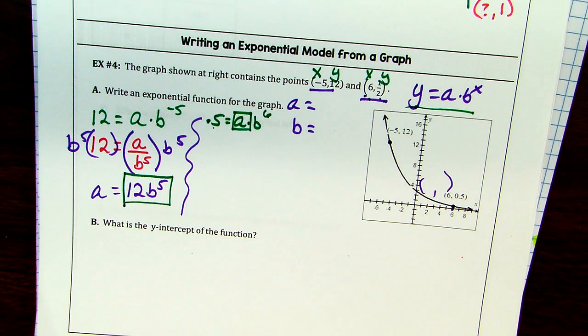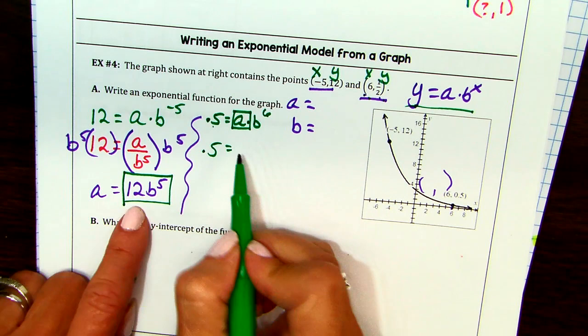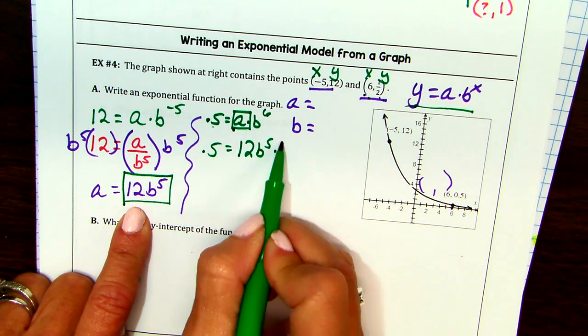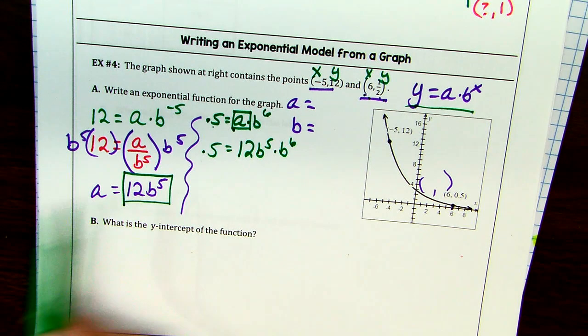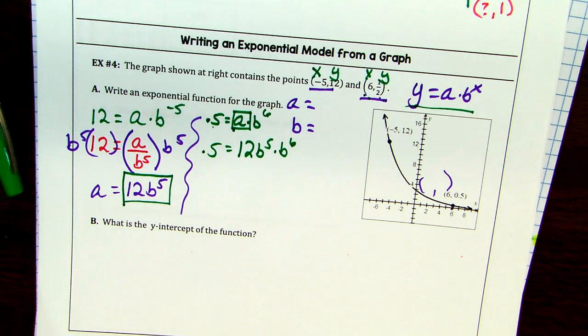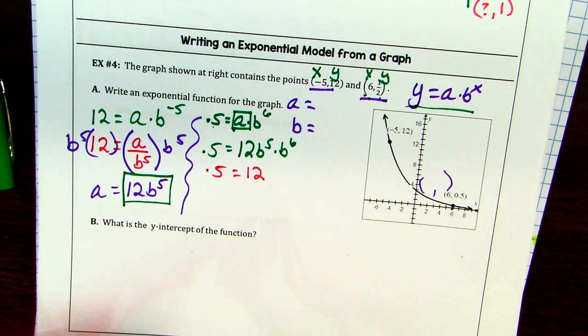Come on, Izzy. Yeah, we get down to one variable, right? If I substitute 12b to the 5th for A, and then I still have b to the 6th, I now only have one variable in here. And the reason we're allowed to do this is because they're points on the same graph, okay? So I can now solve for b to the 5th times b to the 6th.